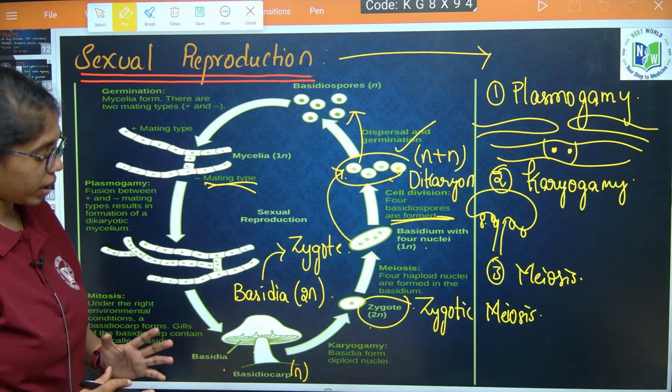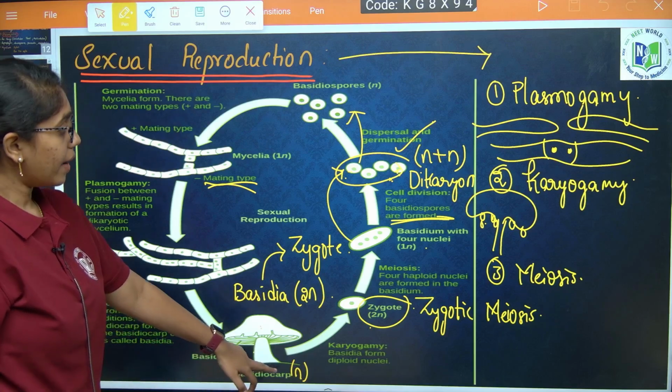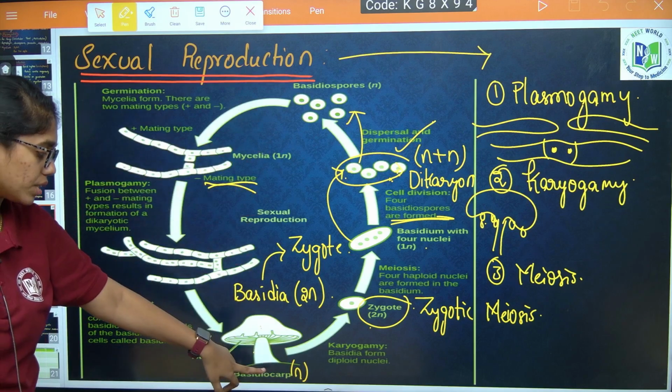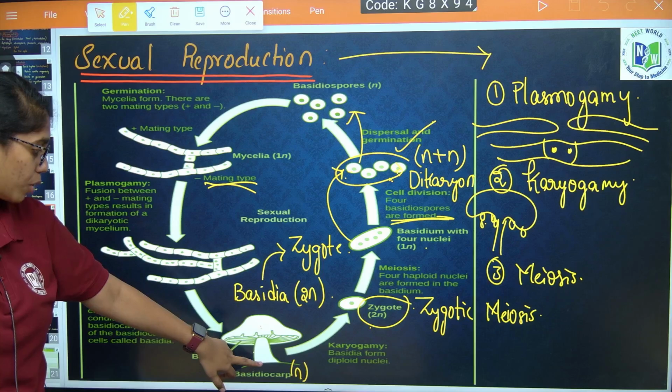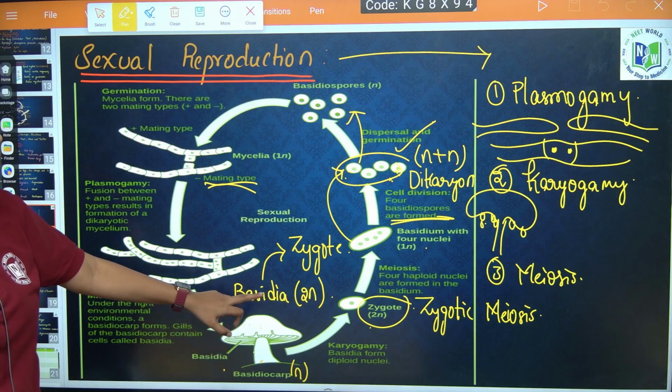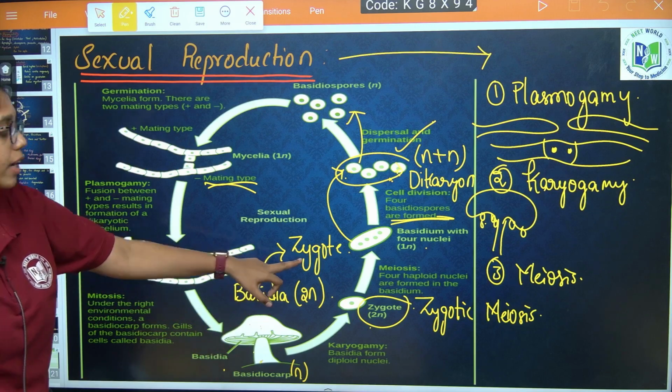Ploidy is again important, children. Do remember, everything is happening inside the fruiting body, that is the basidiocarp. So it is haploid, in which, as a result of fusion, the basidium is formed. Inside the basidium, the zygote is present.